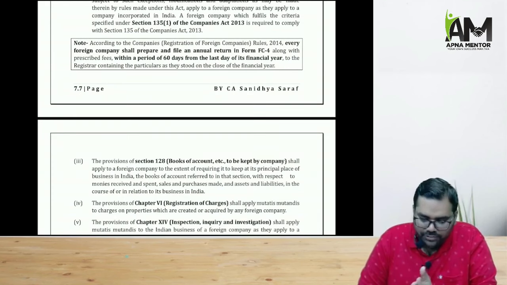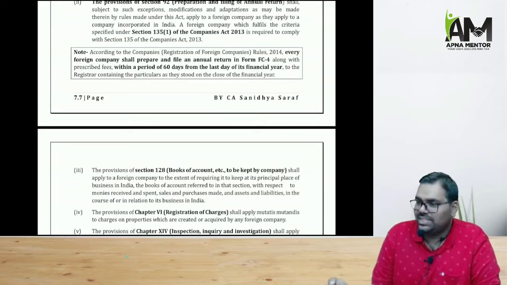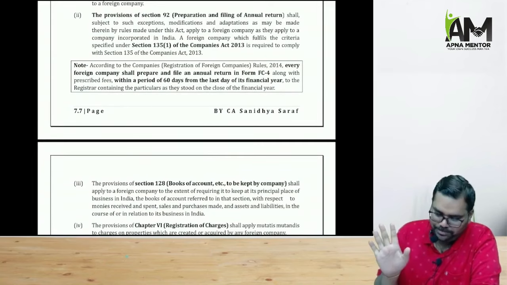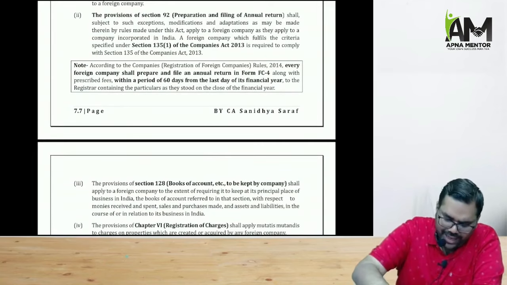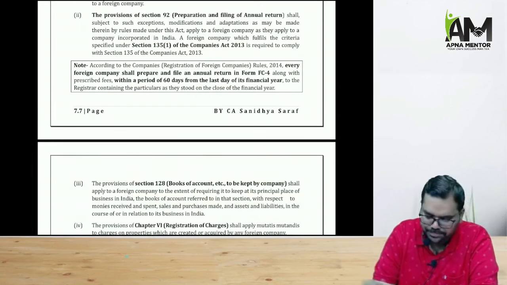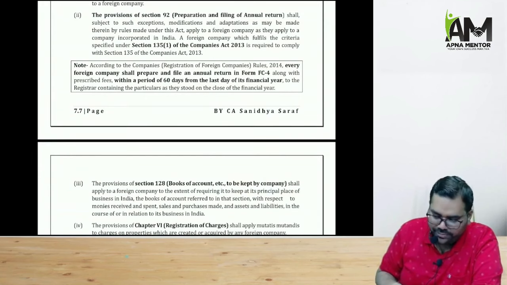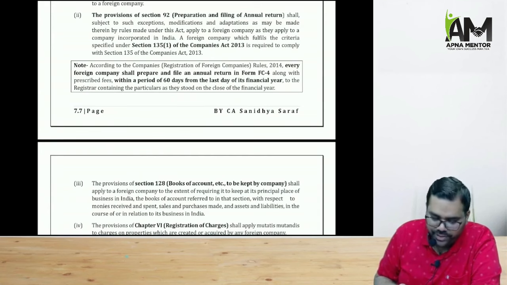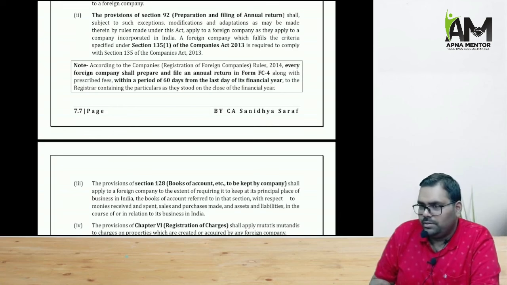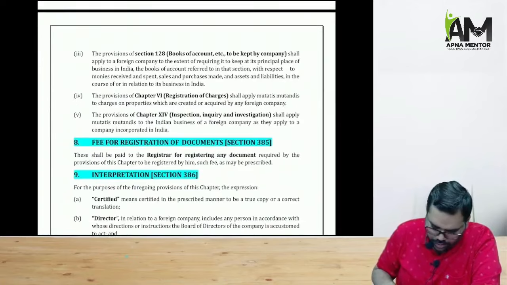But regarding the filing of annual returns, in this particular scenario, there is one slight change. Regarding the time of filing. So that we are clarifying. Normally annual return, the company is required to file within 60 days of the last day of AGM. Here they have given one small change. Every foreign company shall prepare and file an annual return along with the prescribed fee within a period of 60 days from the last day of financial year. So this small change is there.